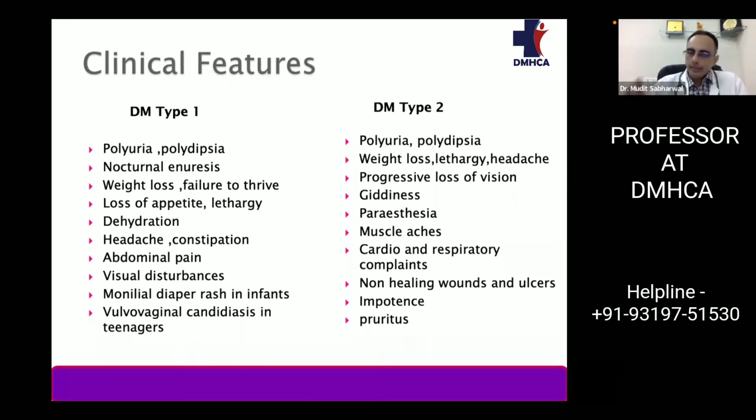In type 2, it is typically polyuria, polydipsia, weight loss, lethargy, headache, progressive loss of vision, giddiness, paresthesias, muscle aches, cardiorespiratory complaints, non-healing wounds and ulcers, impotency, and pruritus. Impotency is one symptom which generally we should ask in our history to all type 2 diabetic patients, in some patients, probably in type 1 also in late.